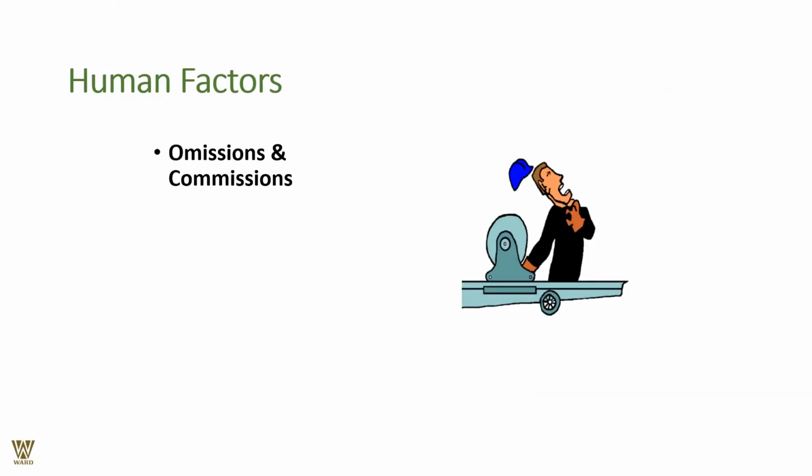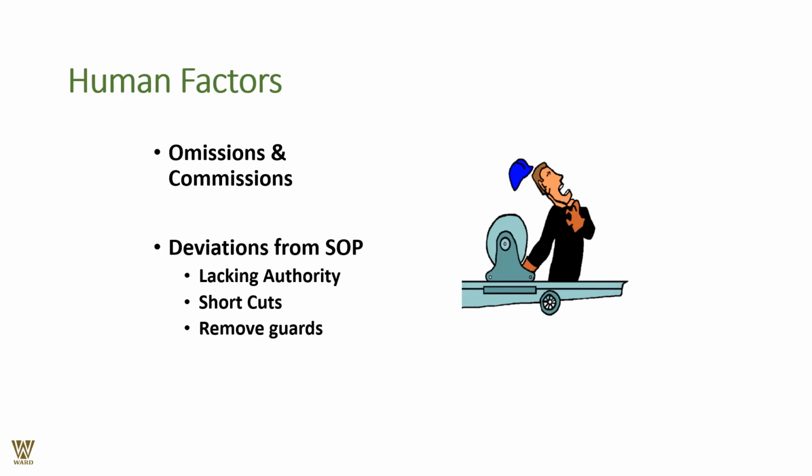Yes, we're talking about human factors. Most of the time, look at what has happened. This gentleman, by mistake, has put his own hand in the lathe machine, or probably in the machine, having unwanted consequences. This is all about commissions and omissions. Deviation from SOP, standard operating procedure.